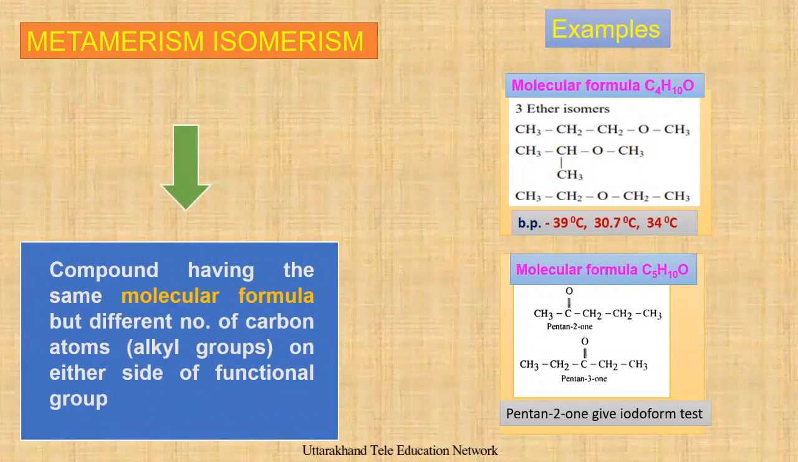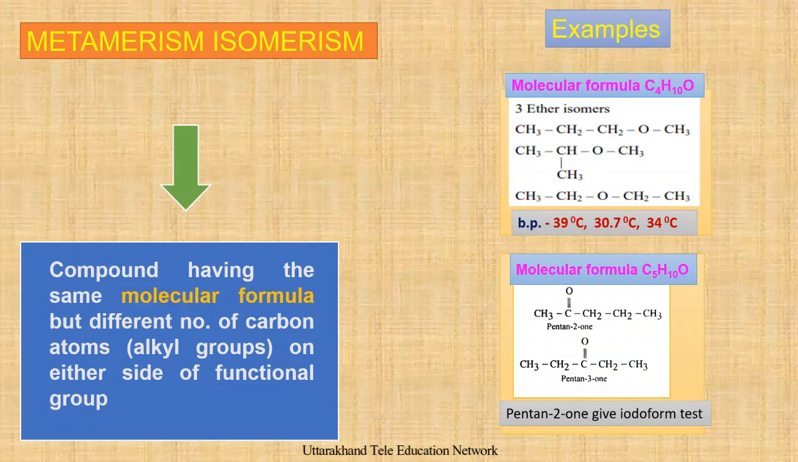And next is metamerism isomerism. Metamerism isomerism is defined as two or more compounds with the same molecular formula and same functional group, but different alkyl groups on either side of the polyvalent functional group, like ketone, ether, ester, etc. in the molecule. Three isomers are possible with the molecular formula C4H10O, having ether as a functional group.